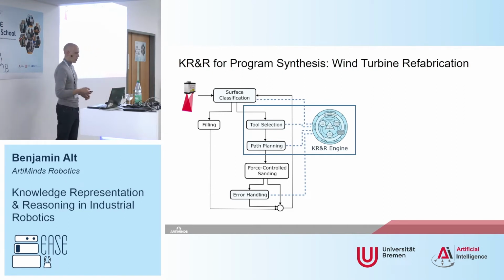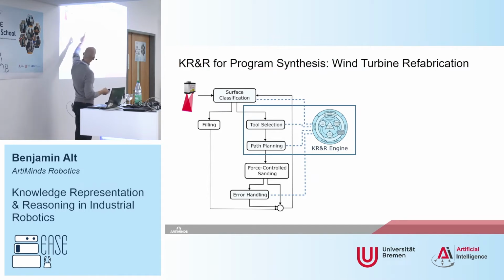So this is the process. We modeled the process. It's very simple. You have a look with a scanner maybe on your surface, classify the degree of degradation and maybe certain regions that you want to focus on. You select the tool for grinding, you do path planning, you actually do the sanding, maybe you do some error handling, and it goes on. And maybe if you detect that you have removed too much, you need to do some filling.